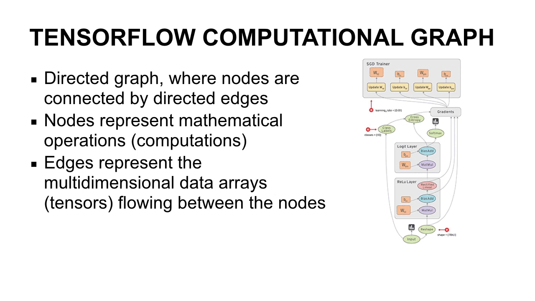Here we have an example of a graph on the right. The nodes represent the mathematical operations of that graph. These are the computations that define your model. The circular nodes here are the operations of this graph.